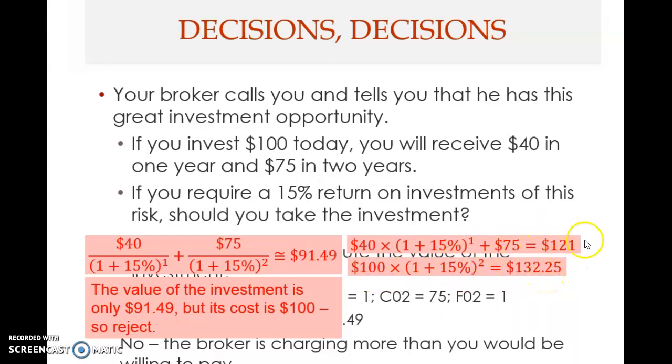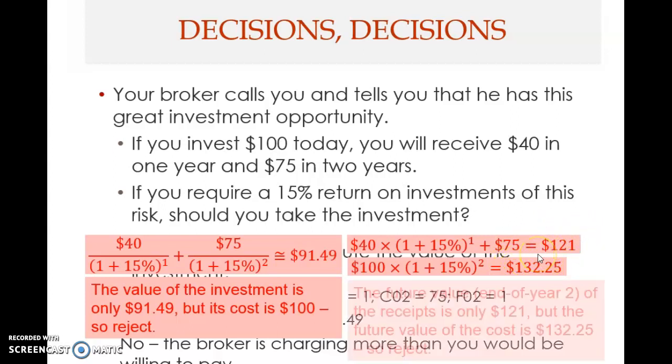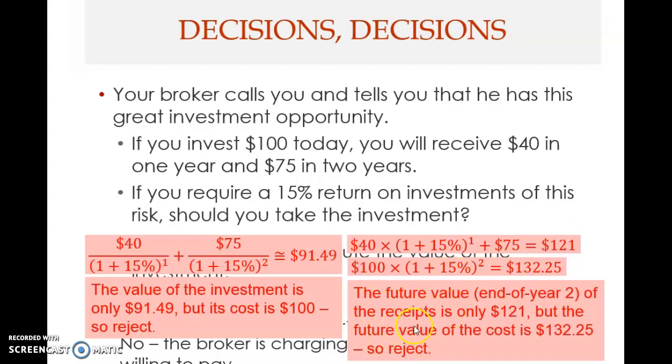Now this is the future value of your benefit, this is the future value of your cost. Your cost is higher than the benefit. Therefore, again here, you would reject, because the cost is greater than your benefit. So the two decisions are consistent. The answer seems different, right? But the decision is the same. As long as you are consistent.